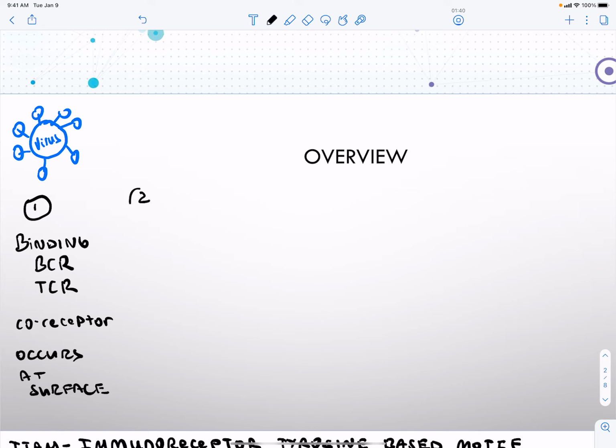And then the second step is being able to transduce a signal to tell the T cell or B cell you've bound to your antigen. So signal transduction, and it is very similar to all other signaling pathways in many other systems in your body. It occurs intracellularly, of course, and with respect to our immune system, this is going to require what we call ITAM motifs. An ITAM motif is simply an immunoreceptor tyrosine-based motif.